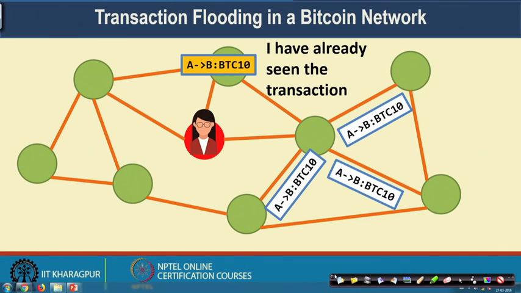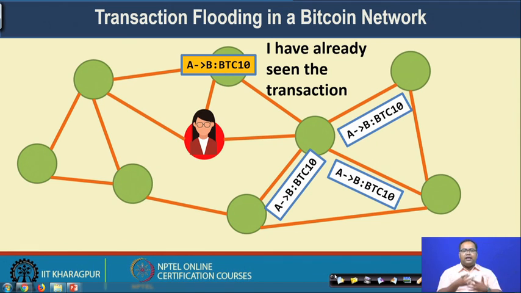So this avoids having the entire Bitcoin network clogged with flooding messages. It basically limits the amount of flooding in the Bitcoin network, so that you are not unnecessarily flooding any transactions.